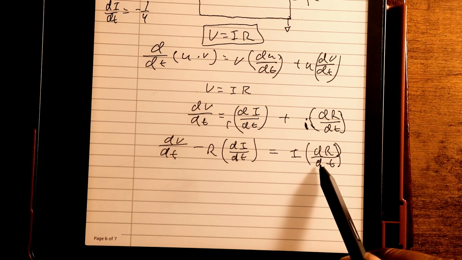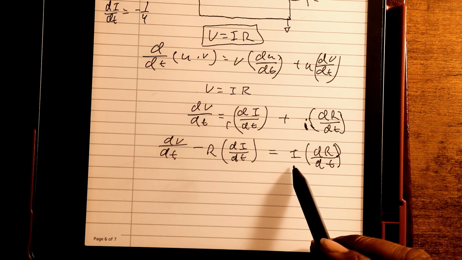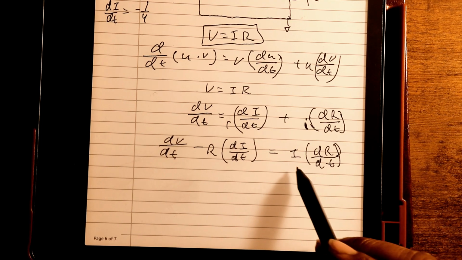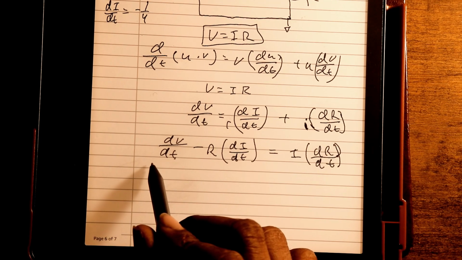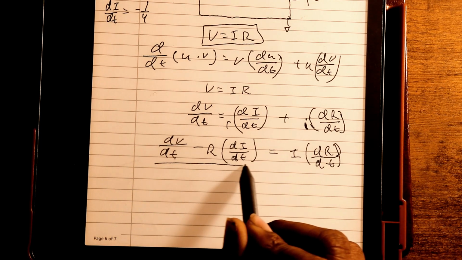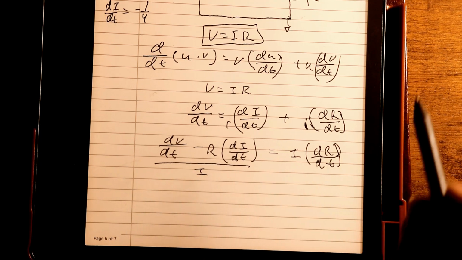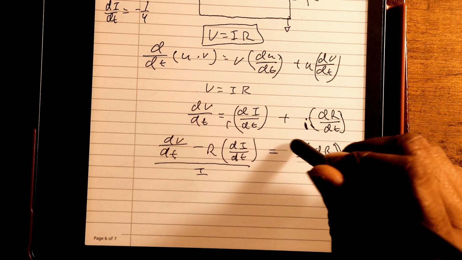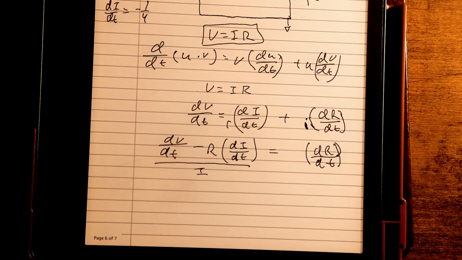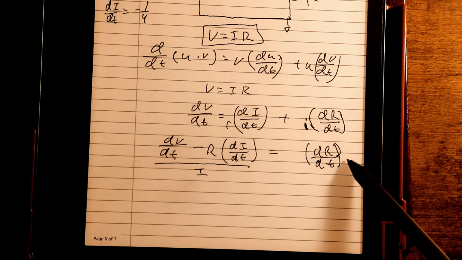So I is being multiplied by the derivative of r dt. All we have to do is divide by I on both sides, and what we get is dv over dt minus r di dt over I equals dr over dt. Okay, now we have our actual variable of interest completely isolated.